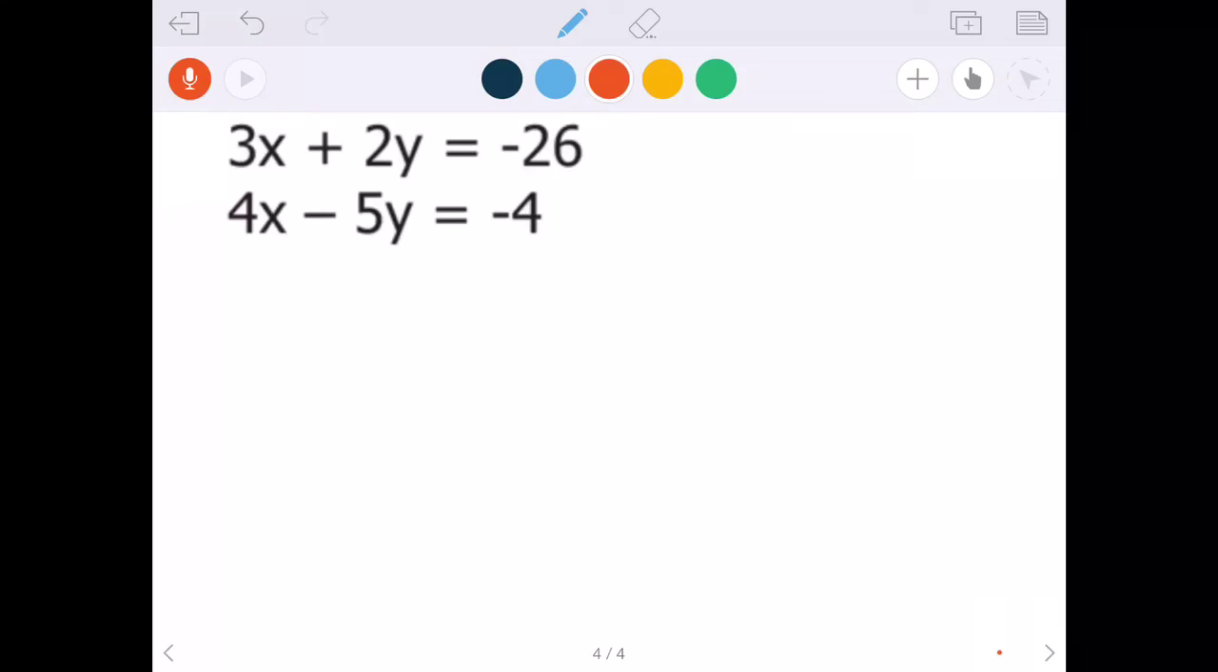So let's take a look at the y's. So we have 2y and -5y. So you need to think to yourself, what number does 2 and 5 go into? And you're probably thinking to yourself, 10. So we need to get those y's to be 10 and -10 so the y's can eliminate. So if we multiply the top equation by 5, we're going to get 10y. If we multiply the bottom equation by 2, we're going to get -10y. And then they'll be able to eliminate, which is what we are trying to do.